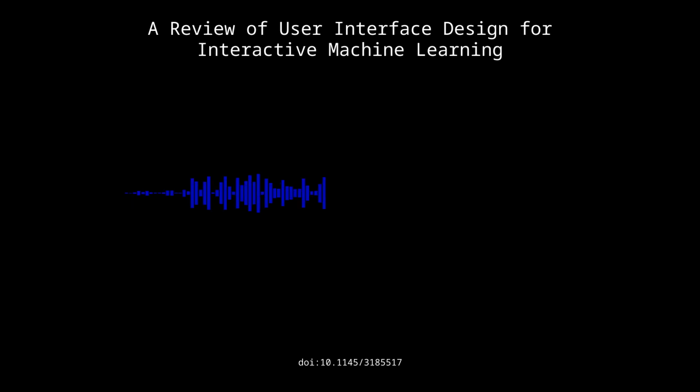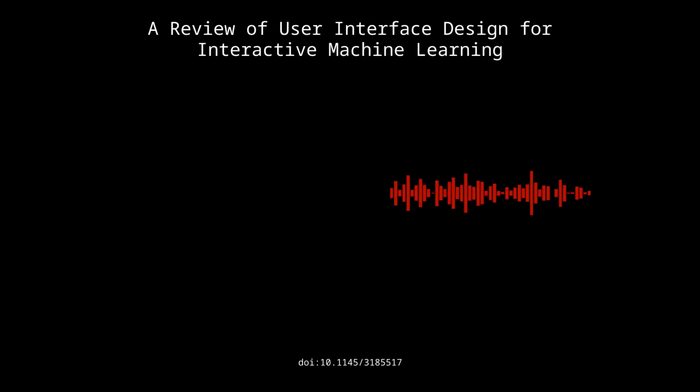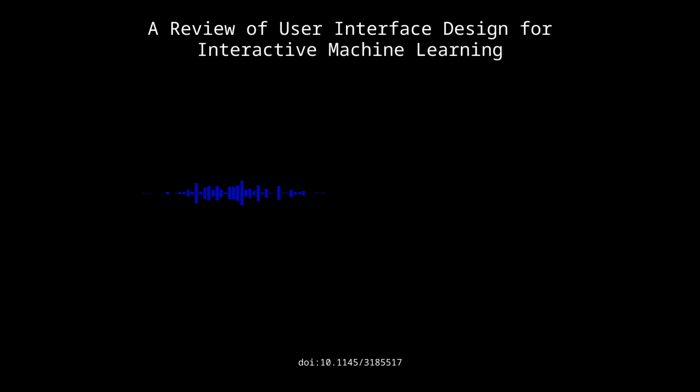Okay, so what about the third challenge? The third one's kind of interesting. It's that in IML, you're dealing with a model. You're not dealing with just a static data set. Right. Models are dynamic. They evolve, they change based on the feedback, and that can be really confusing for users. Yeah, it's like the ground is constantly shifting underneath you. Exactly. So how do you even design an interface that can keep up with that? That's one of the key things this paper tries to tackle.